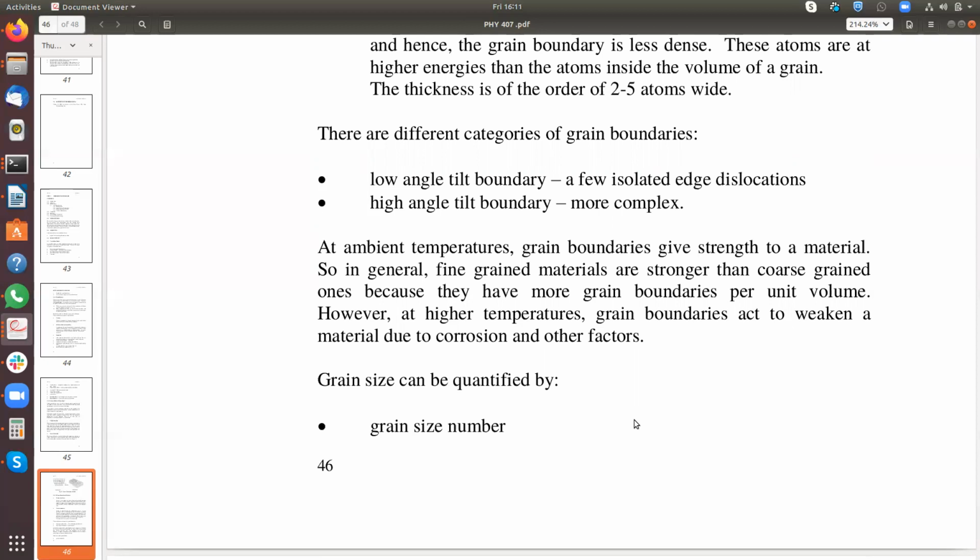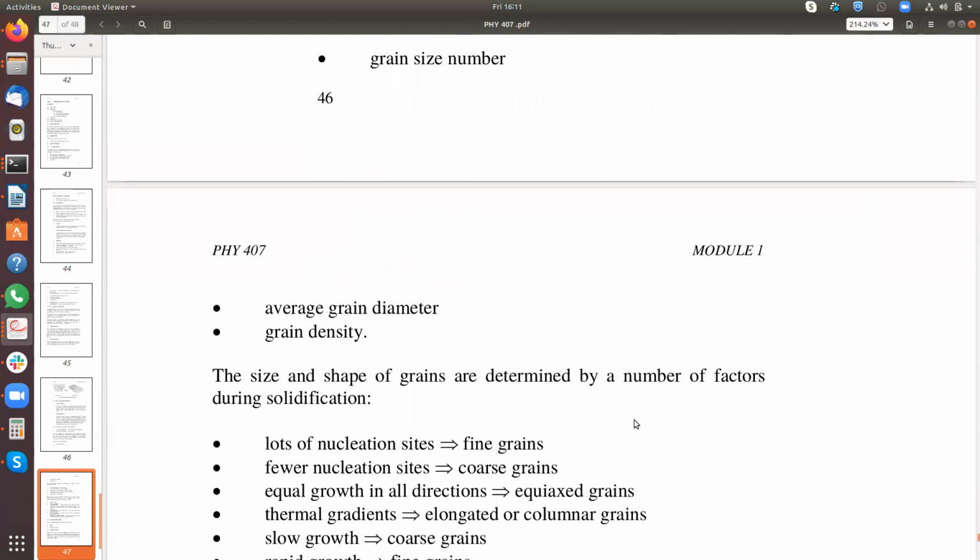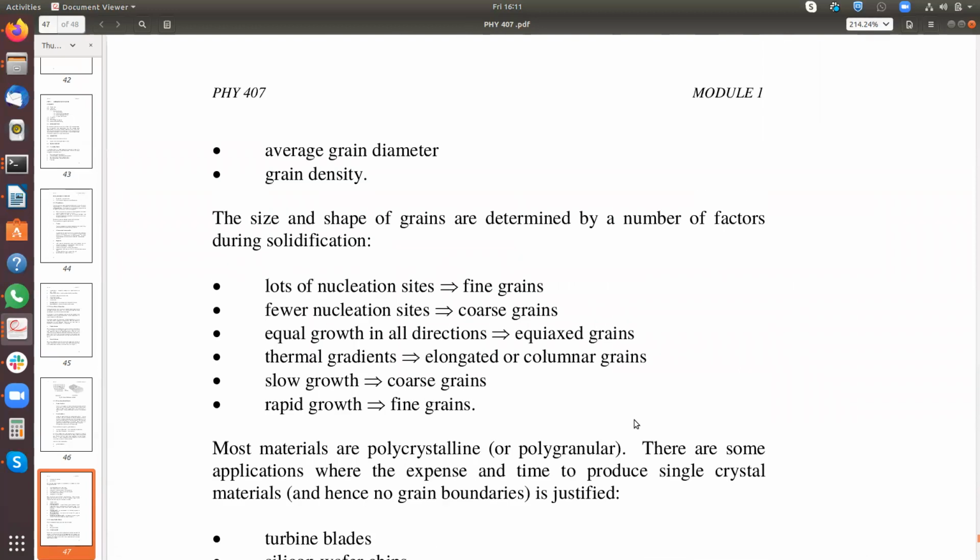Grain size can be quantified by grain size number, average grain diameter, and grain density. The size and shape of grains are determined by a number of factors during solidification. One, a lot of nucleation sites gives fine grains, while fewer nucleation sites give coarse grains. Equal growth in all directions gives equiaxed grains. Thermal gradient gives elongated or columnar grains. Slow growth gives coarse grains, and rapid growth gives fine grains.